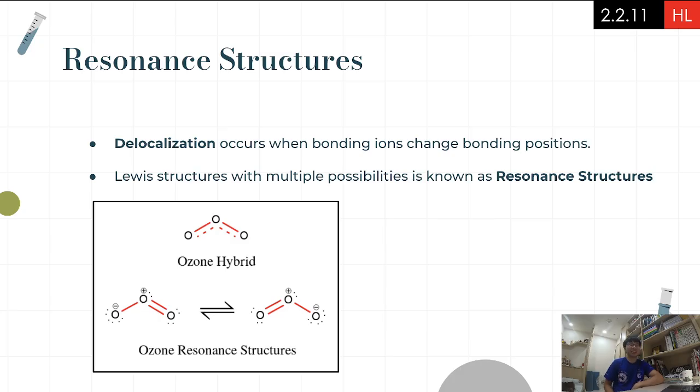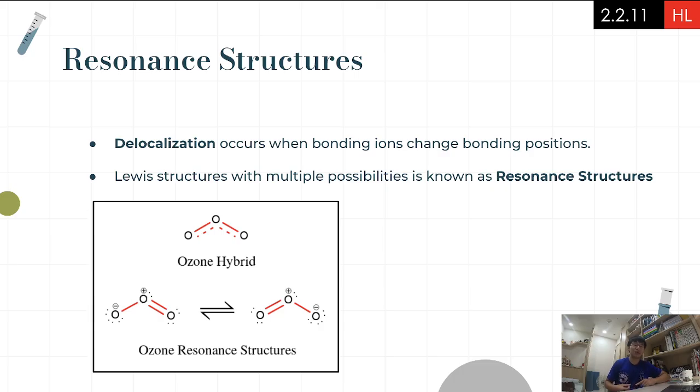So, resonance structures. In this scenario, we can see ozone, right? When you're drawing the Lewis structure, you'll find there are two different ways that the bonds can go. You can go on the left or you can go on the right. What's happening here is called delocalization. When bonding electrons are less restricted, they can change the bonding positions. Lewis structures that have multiple possibilities for the bonding when delocalization is happening are known as resonance structures. This is indicated by putting dashed lines where the possible bonds might have been, and it's called a resonance hybrid.